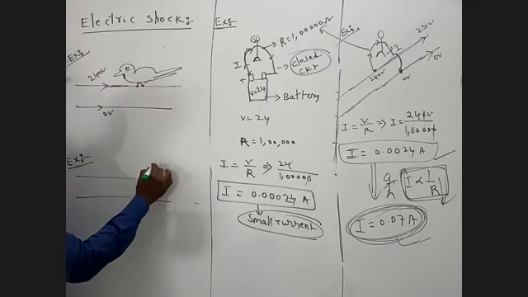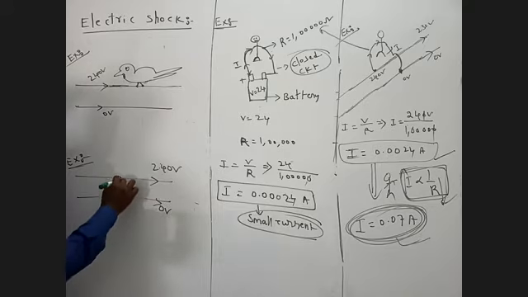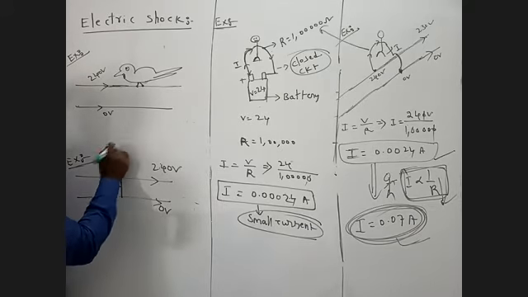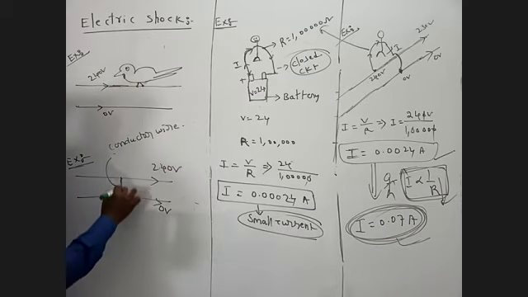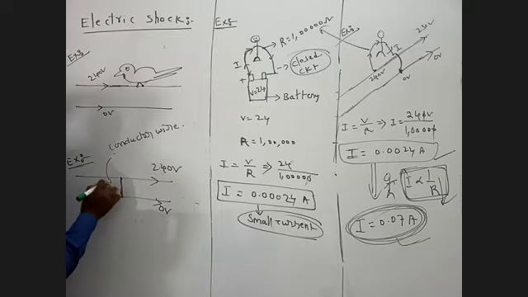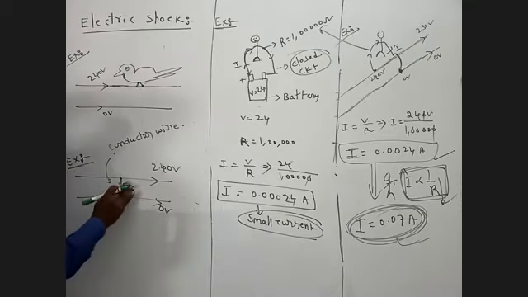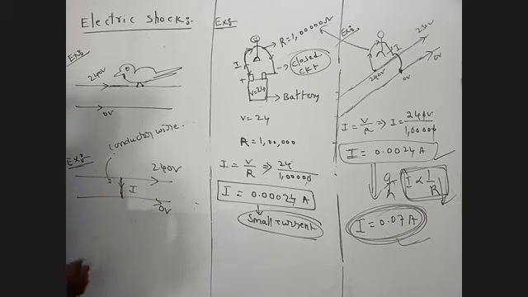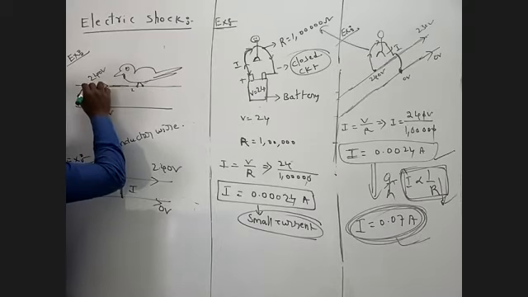Next example: suppose this is a wire. This is another wire. This wire carries 240 voltage. This is a connecting wire, a conductor wire. When the conductor wire is connected here, current flows from high potential to low potential. In this situation, current flows.